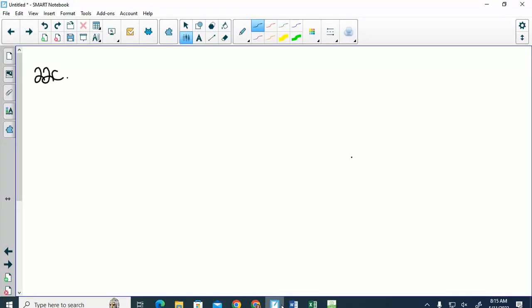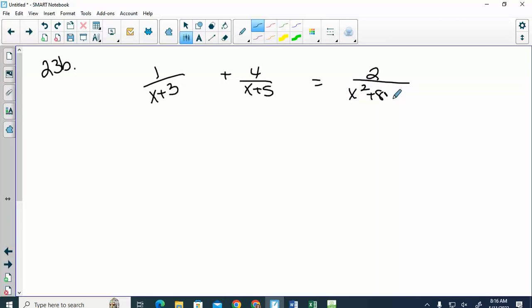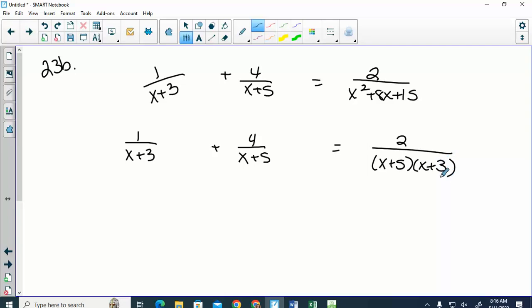So, next up, 23b. What should we do first? So multiply to 15 and add to 8 would be x plus 5, x plus 3. If I'm looking at this, can you tell me right now what x cannot be? And why is that? Okay.